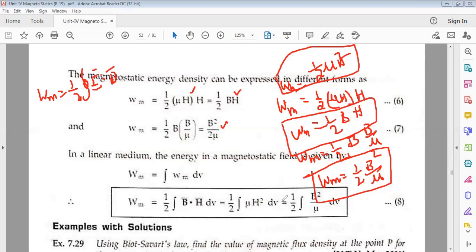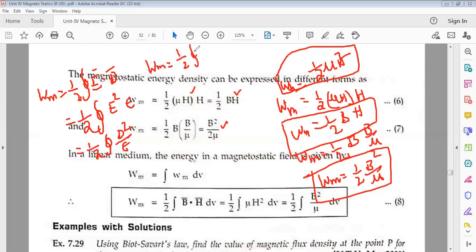1 by 2 is equal to mu H square, and that is equal to 1 by 2. The same thing in electrostatics also, 1 by 2 into integral E square into epsilon, because D bar is equal to epsilon into E bar. Otherwise, 1 by 2 into integral D square by epsilon. Now, instead of E and D, it becomes H and B, 1 by 2 the integral of B bar dot H bar into dV.